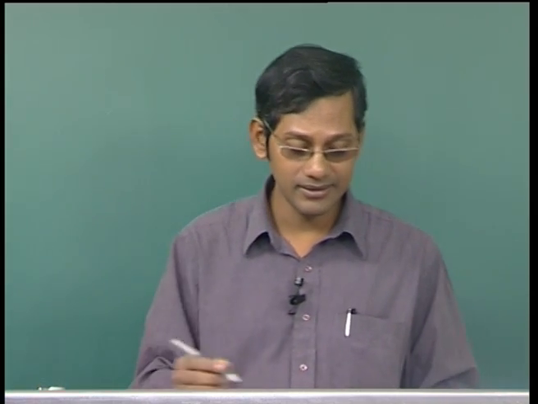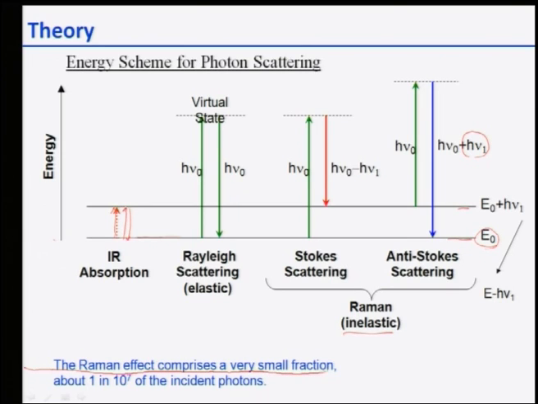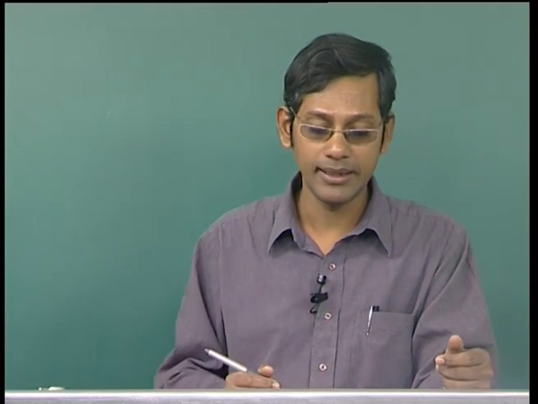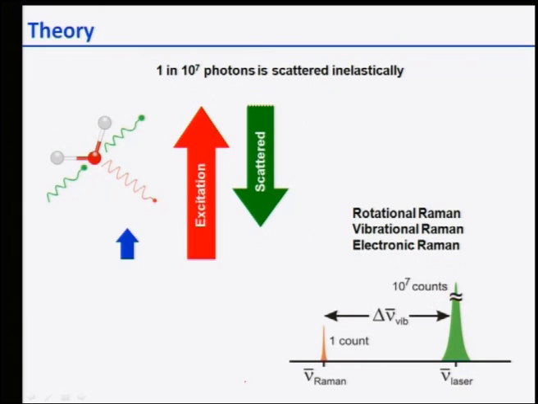But the catch is this: the Raman effect comprises a very small fraction, about 1 in 10 to the 7 of the incident photons. That means we need a very good probe to detect the small number of photons which are actually undergoing this, because most of these events will be happening as Rayleigh scattering. If I put it in perspective, a molecule's energy goes in, energy comes out, so it gets excited and it gets scattered. You can see that the Raman count is only 1, when the laser used for the scattering is very high, 10 to the power 7 counts. So that means 1 in 10 to the power 7 photons is scattered inelastically.